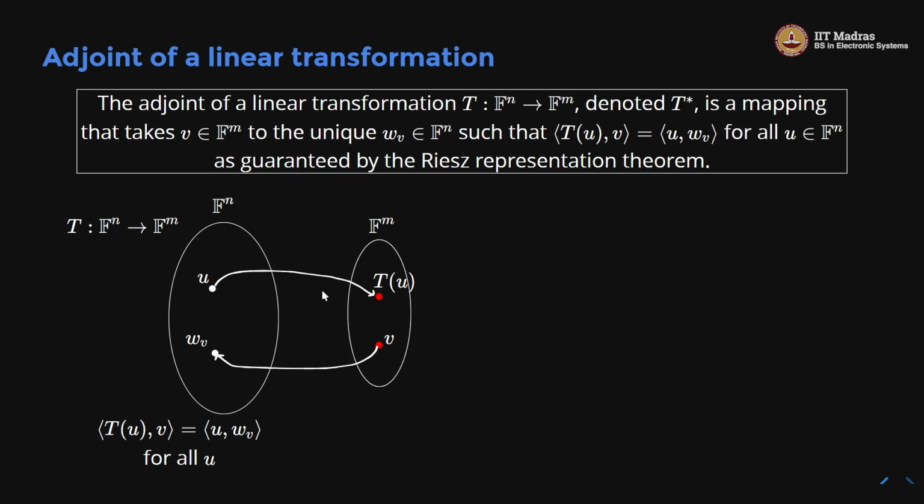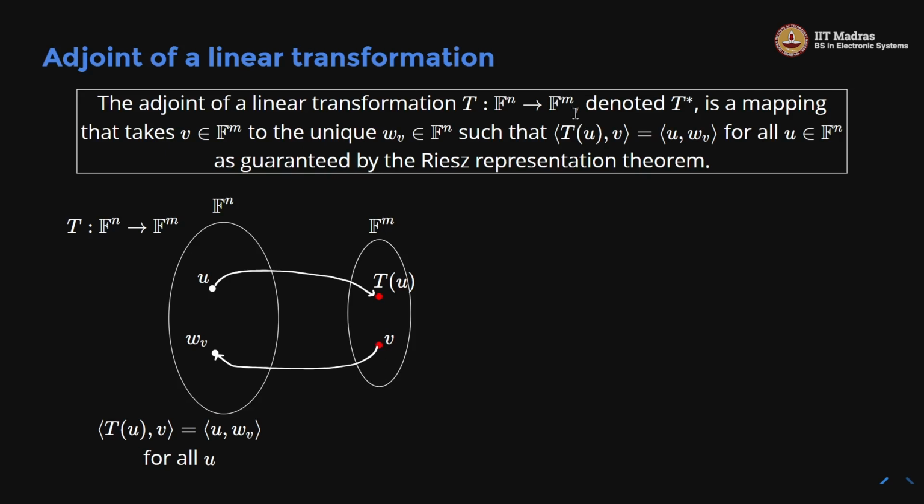How is this mapping defined? It uses the Riesz representation. If you have a V in Fm and want to find T star of V, you first look at the inner product of T of U comma V, and use the Riesz representation to find a WV. This inner product of T of U with V has to be equal to the inner product of U comma WV. So there has to be a WV here, and it is unique, guaranteed by the Riesz representation. We didn't really prove the uniqueness. It's not too difficult to show; it's a bit of a theoretical exercise. I'll leave it as an exercise, but it's unique.